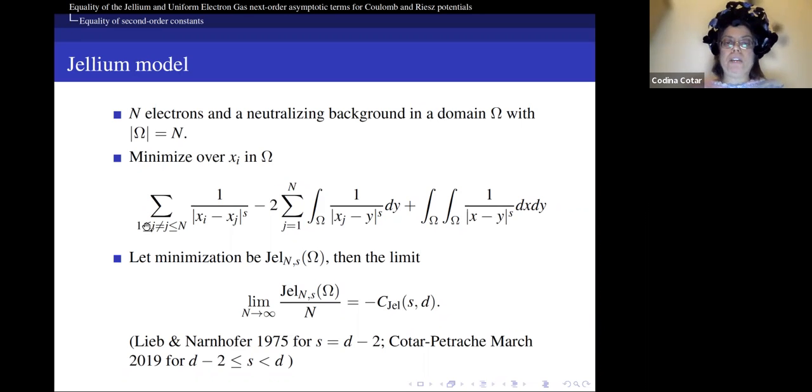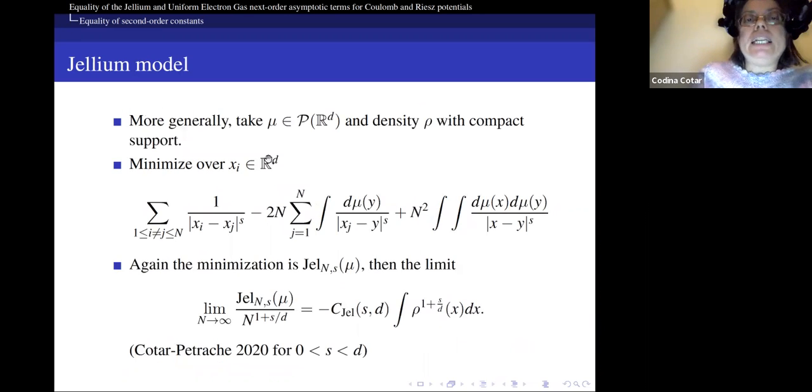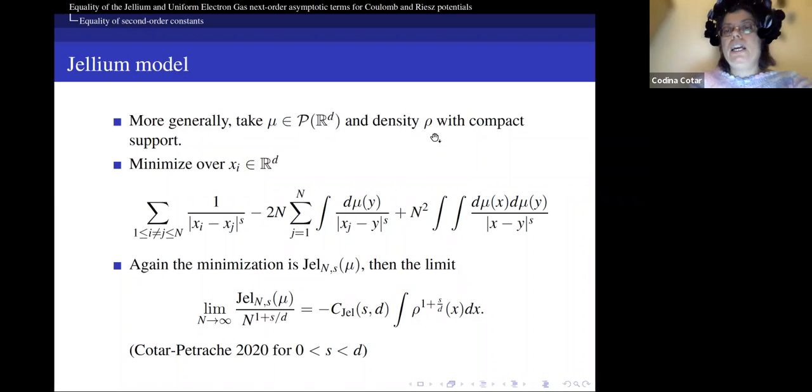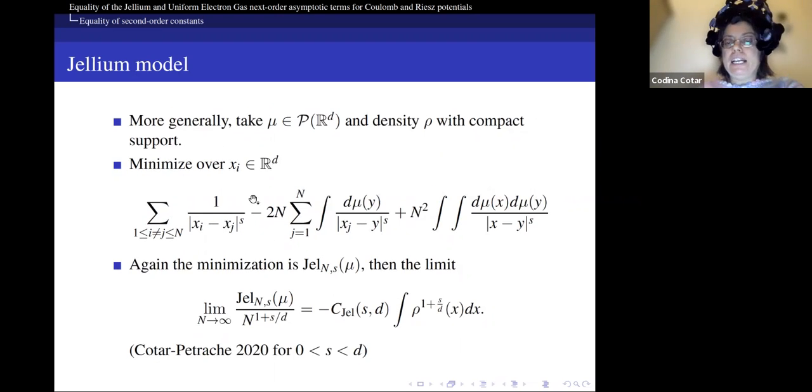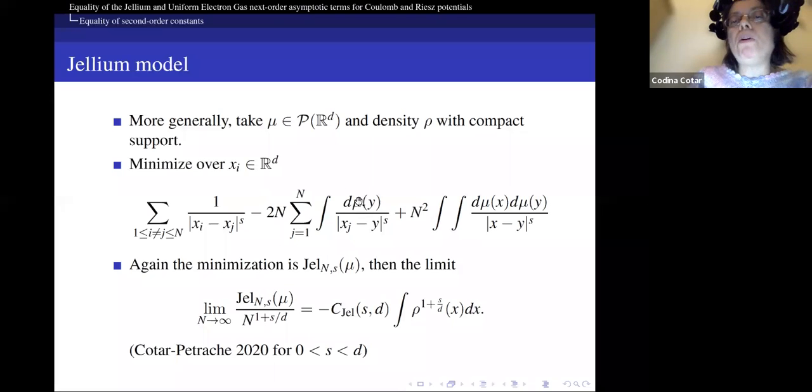Now this problem, you can rewrite it slightly. So you can do a generalization of this problem. You can take any probability measure mu and any density rho. I'm going to take it with compact support just because it simplifies some technical questions, and you can minimize over all xi in R^d. So here I've slightly changed the minimization. Before, I was working with an omega of size n. Here I'm working with the support of the measure mu.